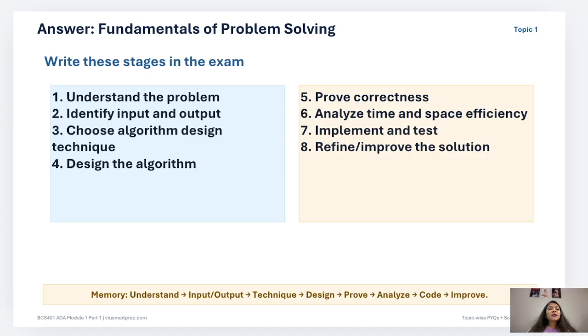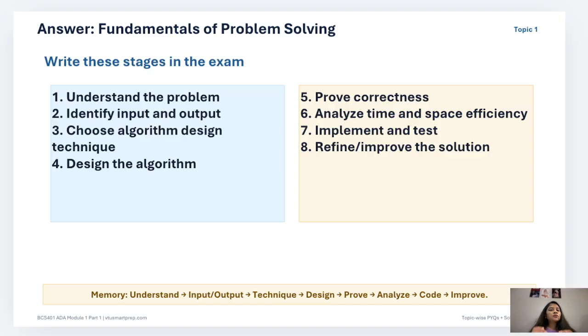So the next question we have is fundamentals of problem solving. Now let us see the fundamentals of algorithmic problem solving. This was asked in a previous year question paper. These are the stages we follow while solving a computational problem. The first stage is understand the problem. Before writing any algorithm, we must know what the question is, right? We need to understand the problem statement, and only then can we write the steps or the solution for that specific problem, right?